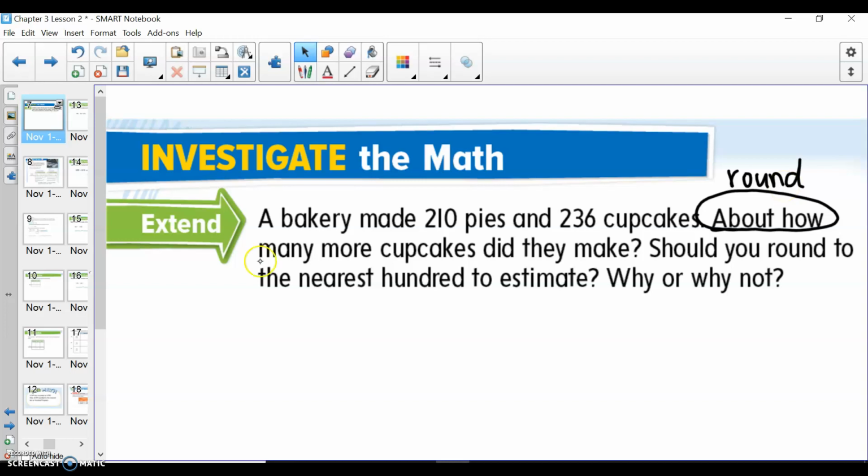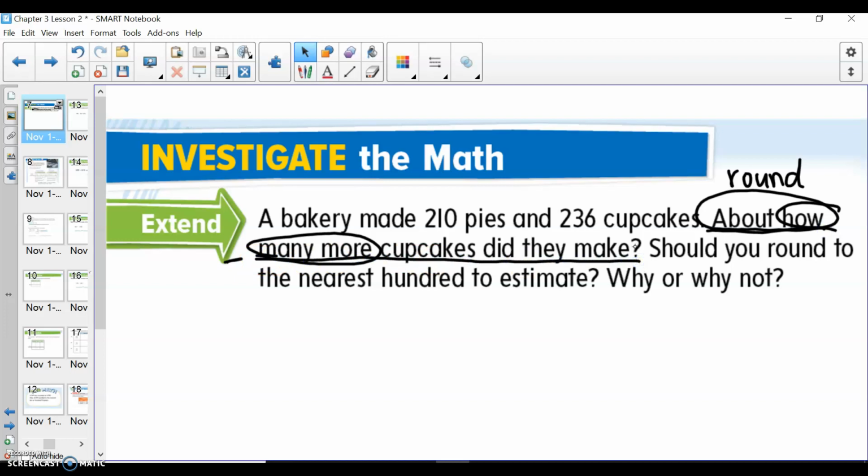About how many more? Ooh, this word how many more is a new keyword that's going to tell us to subtract. Just like when you see the word difference, that's a subtraction word. How many more is a clue that we're always going to subtract when we see that. So it says they made 210 pies and 236 cupcakes. About how many more cupcakes did they make? Oh, that's the question, so I need to underline that.